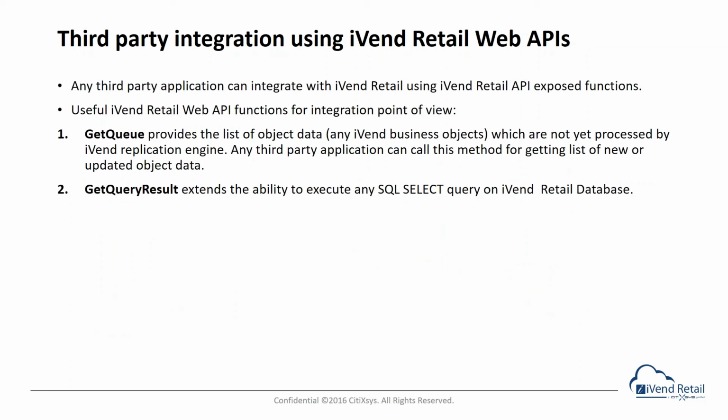So any third-party application can be integrated in iVend Retail using APIs, and useful API functions are generally the get queue and other get queue functions based on your need. And then very importantly, if for some reason any object is not exposed, and if you understand the table structure using the database help in the developer's guide, then you can always write a SQL query to get the data from iVend, and you can use the get query result function and pass your SQL, and you will get the dataset result back in your integration layer to process it further.